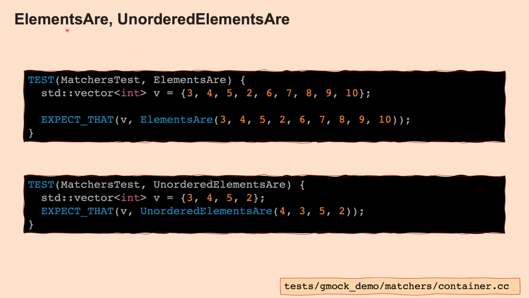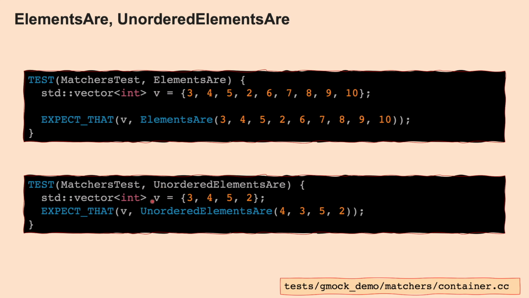These matchers are used if you want to compare the elements inside a collection. For example, suppose I have a vector whose values are these. Now later on, if I want to make sure these values are still in V, I can say expect that V, its elements are 3, 4, 5, and so forth. If you use ElementsAre, you have to bring the elements in the same exact order that they exist inside V. However, if you don't want to bother with the order, you can use UnorderedElementsAre.